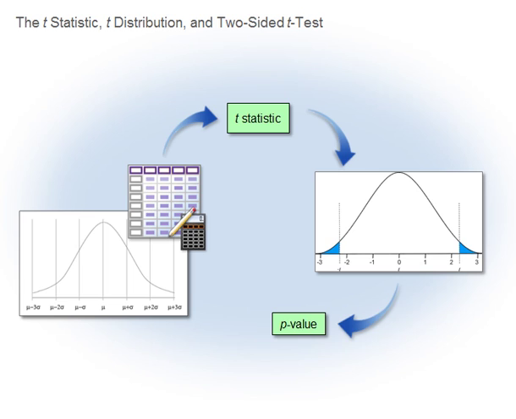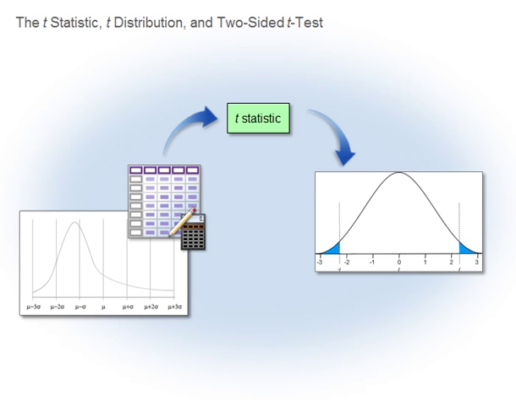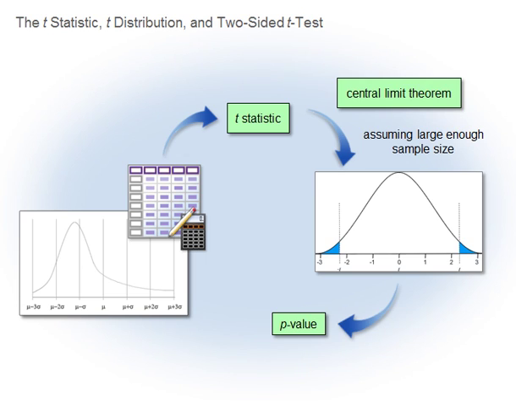The t-distribution is a symmetric distribution like the normal distribution, except that the t-distribution has thicker tails than a normal distribution. If the data does not come from a normal distribution, then the t-statistic approximately follows a t-distribution as long as the sample size is large, and we can still use the t-distribution to calculate a p-value. This is another application of the central limit theorem.